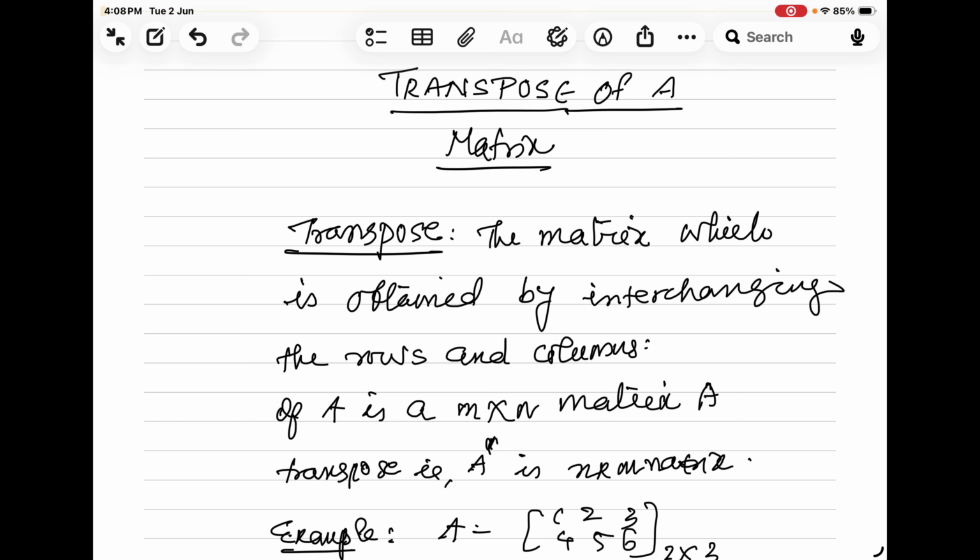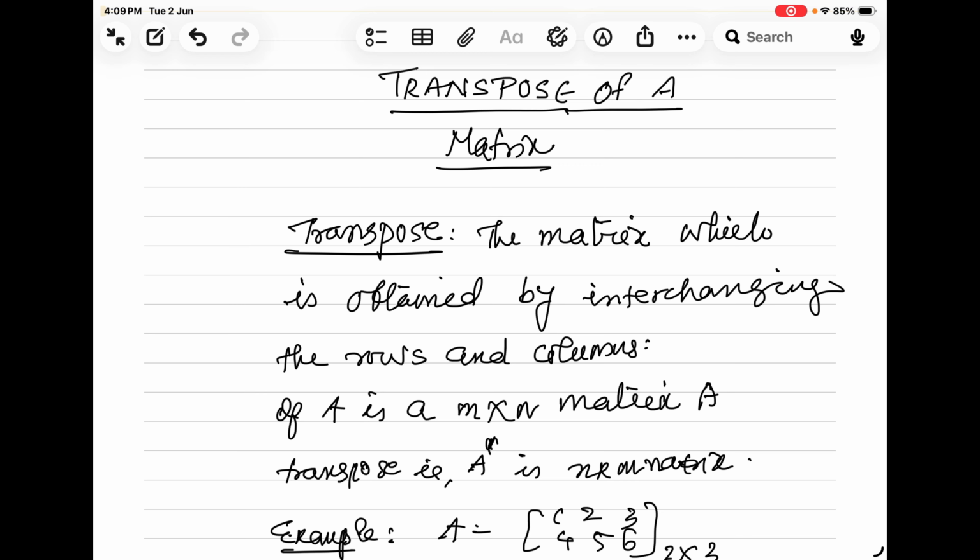The matrix which is obtained by interchanging the rows and columns. Let's see, if A is a matrix, then if we interchange the rows and columns, we get the transpose of that matrix. If A is an M by N matrix, then the transpose is denoted by A dash or A raised to T. Sometimes in some other books we see A raised to capital T, but it will be written as small.